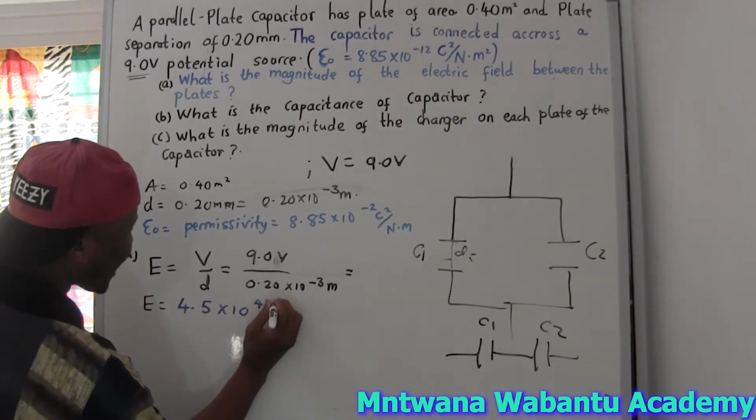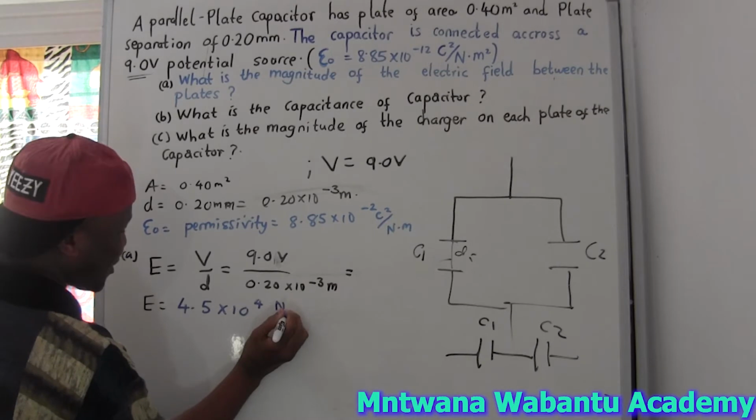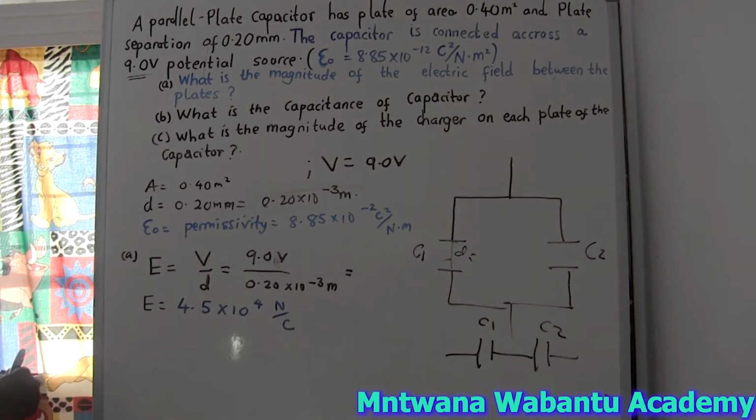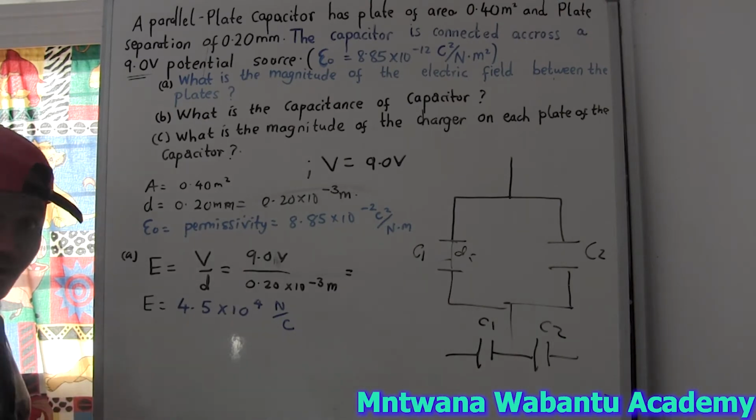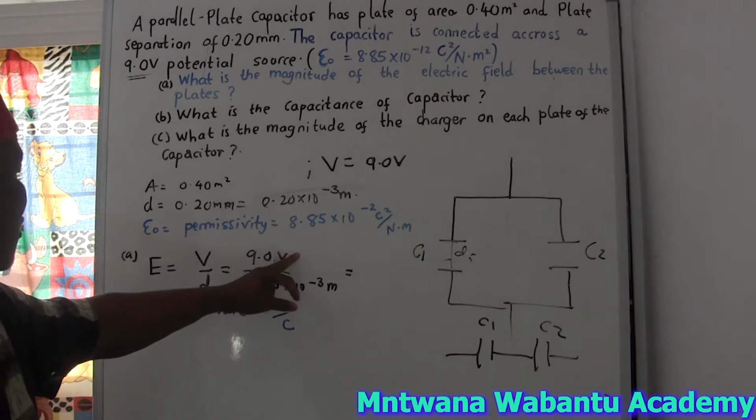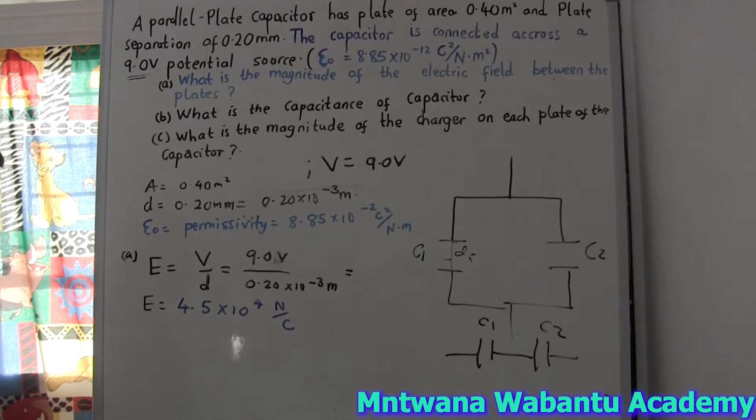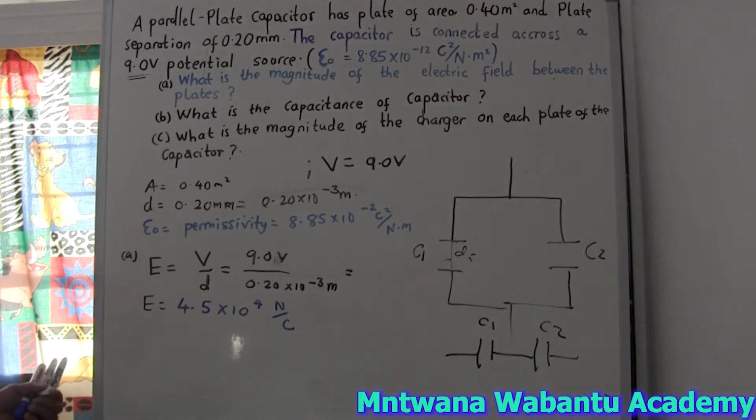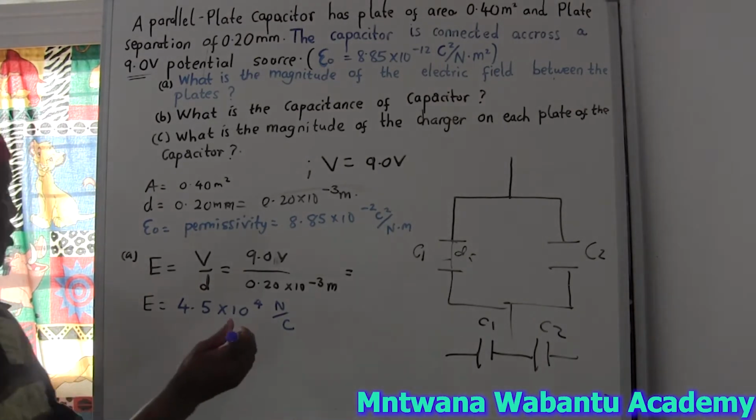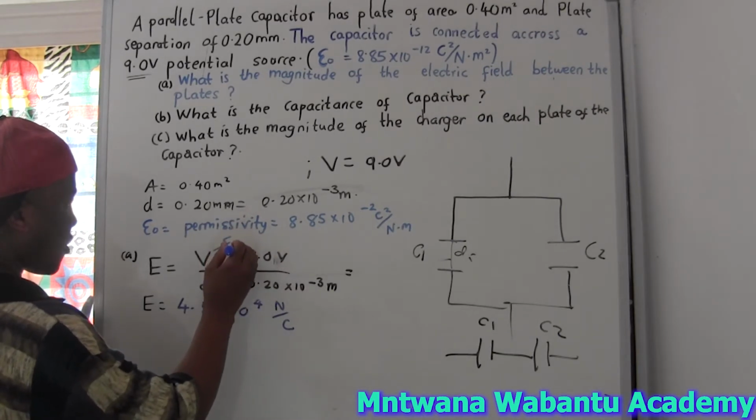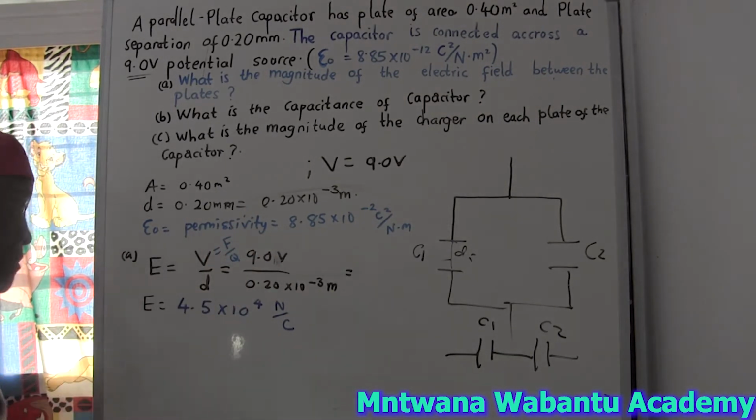You can say newton per coulomb also. It's acceptable, either of the two. Volt per meter or newton per coulomb are the same thing. Both are units of electric field. You know why we say that? Just for the sake of people who don't know: electric field could also be equal to force over quantity of charge. The same electric field.